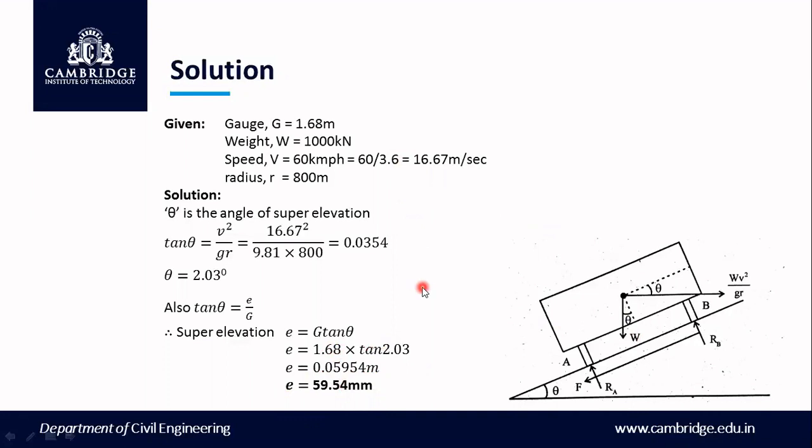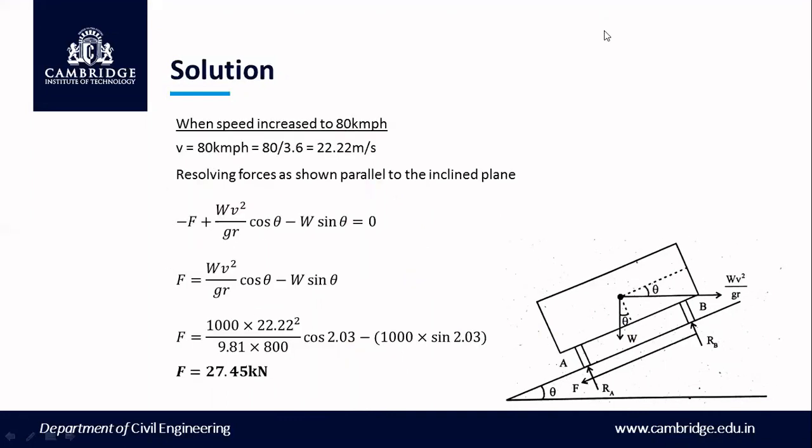So this is one part. Moving on to the second part of this question, we are asked to find out the lateral thrust, that is F, when the speed is increased from 60 to 80 kmph. So the new speed for us is 80 kmph. Convert that into meter per second, you get 22.22 meter per second.